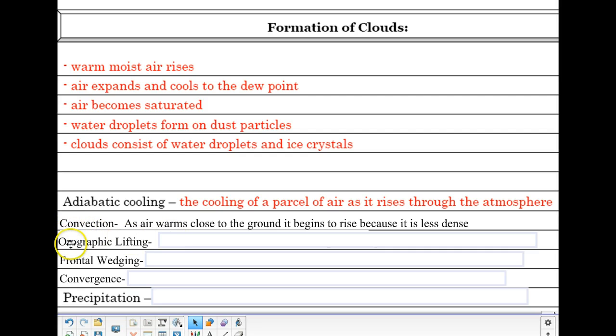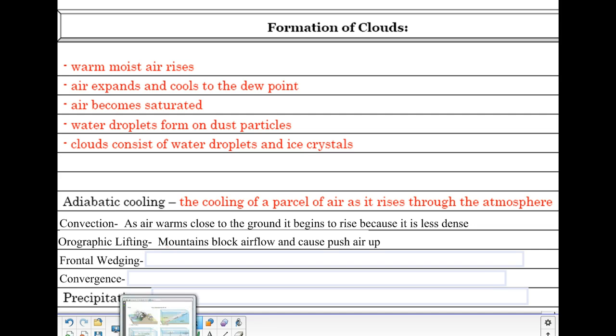Something called orographic lifting, and this prefix, orographic, is something we've seen before. If you remember back to the Earth's history, on page 9 in the reference table, we've got those orogenies, which were the mountain building events. Orographic means mountain. As the air hits these mountains, it causes that air to rise up. Mountains block that airflow and cause it to be pushed up. I'll give you a second to write that down.